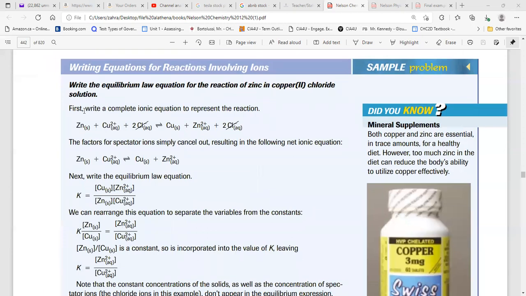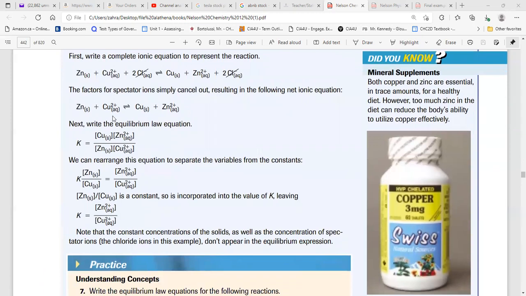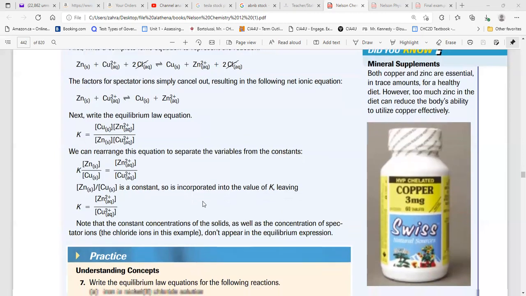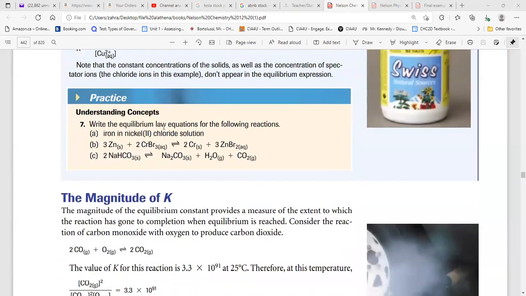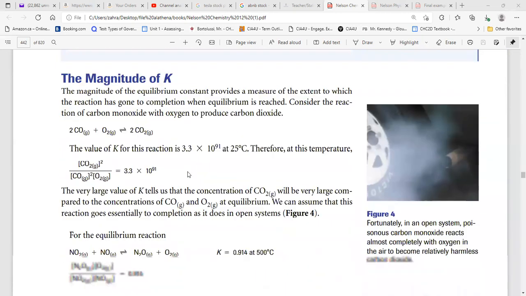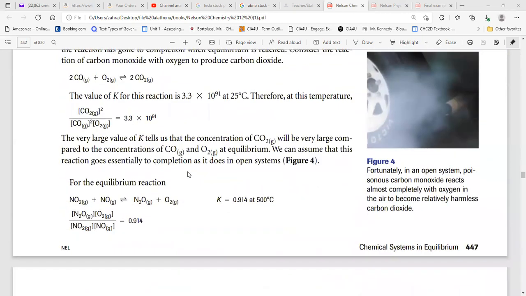Here, if you have an ionic equation, you have to expand it. You have to cancel the common ions from both sides, and then this is what you have. Make sure when you're writing that, you should not consider the solid. That's just the concentration of Zn divided by the concentration of the CO, as you see here. You don't write solid and solid. To practice, you can do question number 7 on page 447.